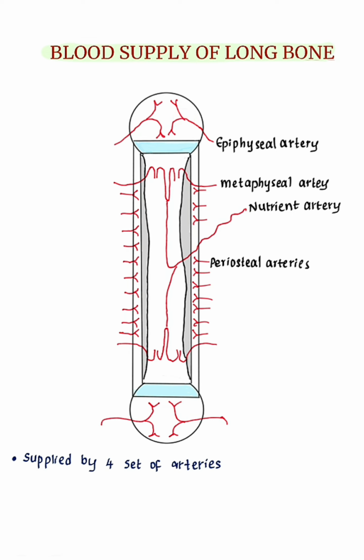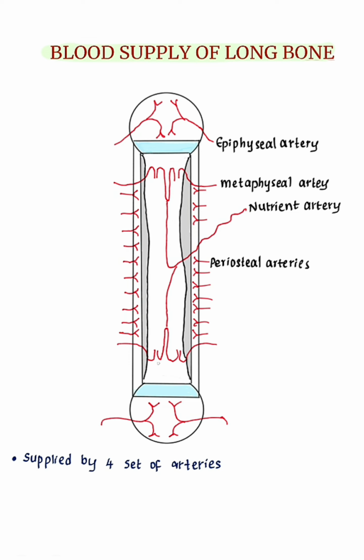Let us now revise blood supply. Long bone is supplied by four arteries. Nutrient artery enters the middle of the shaft through nutrient foramen. It runs obliquely through the cortex and then divides into ascending and descending branches.